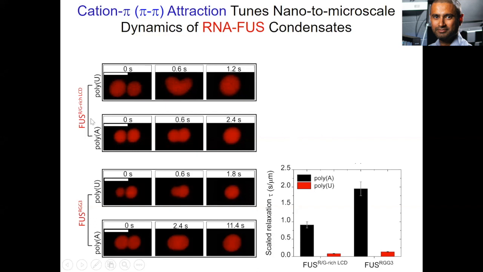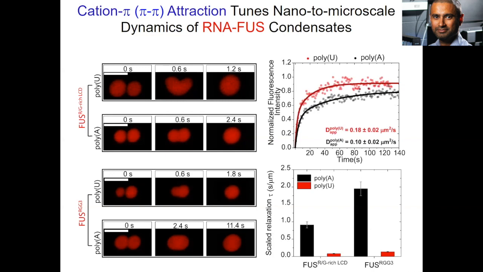And although FUS is a promiscuous binder of RNA, you can see that if you just take the arginine-rich LCD, which is a 280 residue polypeptide, you see similar behavior, shown right here: almost one order of magnitude slower fusion with poly-rA RNA versus poly-rU RNA. The third RGG box of FUS behaves similarly as well. We can look at diffusion as well, and we see a twofold change when we change RNA.